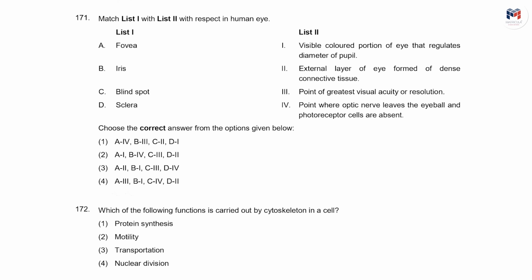Question number 171. Match list 1 with list 2 with respect to human eye. Choose the correct answer from the options given below. The answer is option number 4. A is matched with 3, B is matched with 1, C is matched with 4 and D is matched with 2.